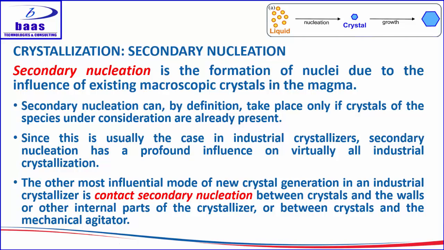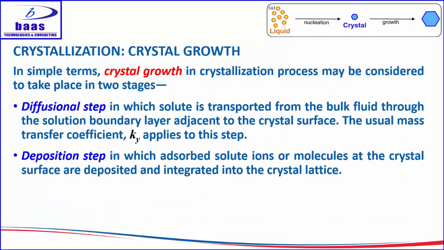The other most influential mode of new crystal generation in the industrial crystallizer is the contact secondary nucleation, which happens between crystals and the walls or other internal parts of the crystallizer, or even between the crystals and the mechanical agitator. Let us spend a few minutes looking at crystal growth.